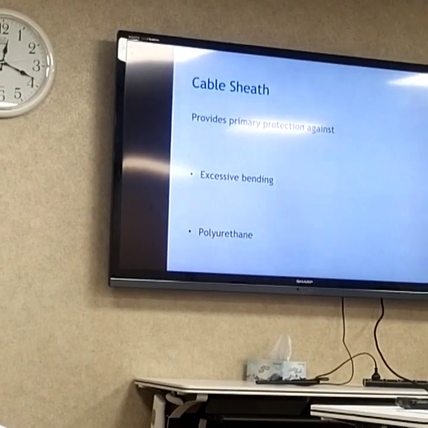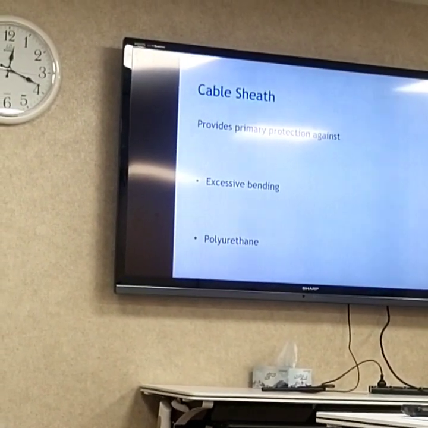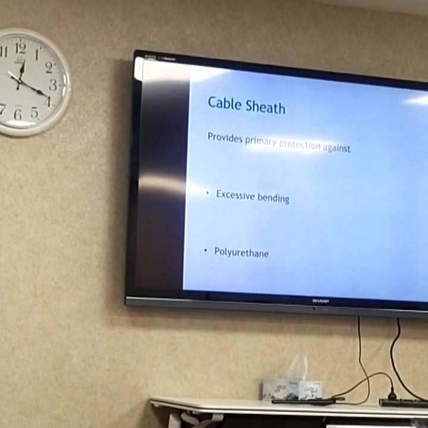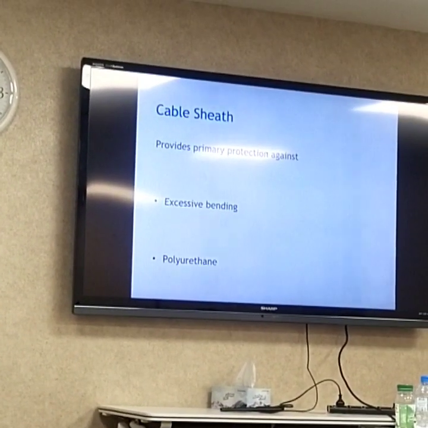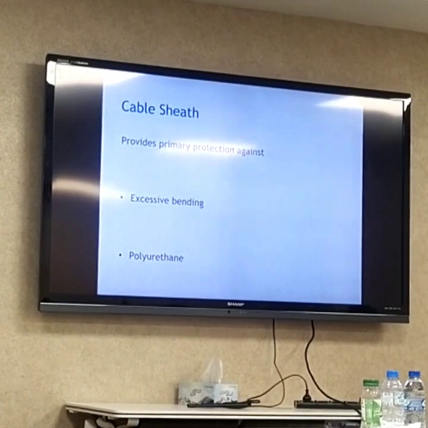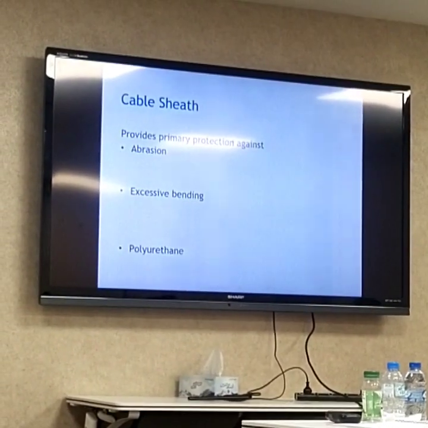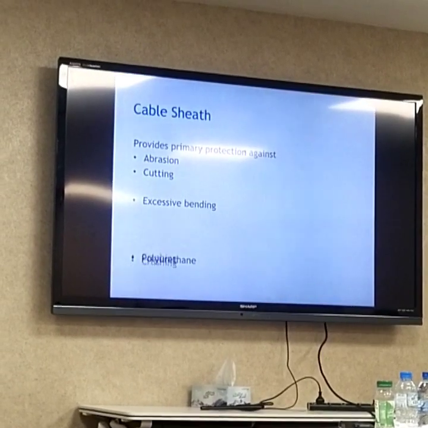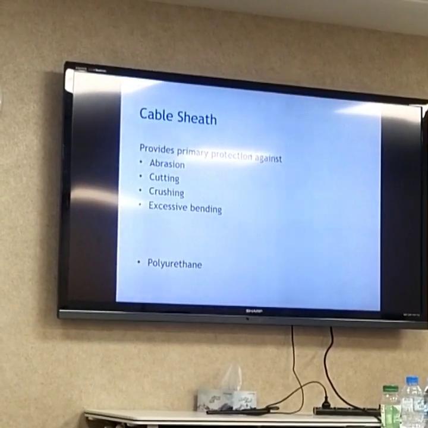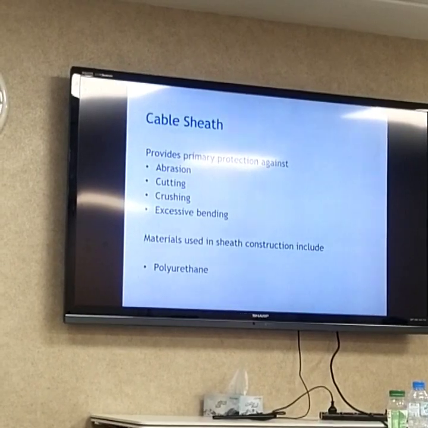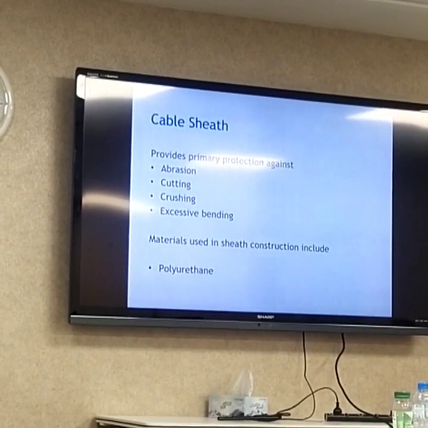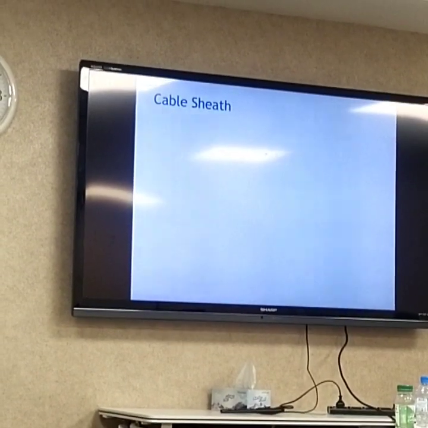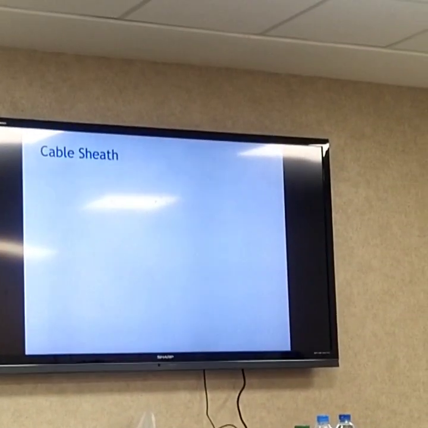Okay. The cable sheaths provide primary protection against excessive bending, and it's made normally from polyurethane for most fiber optic cable. Also, it protects against abrasion and against cutting, against fractures. What are the materials used in sheath manufacturing? PVC, if it is non-metallic, and normally it is non-metallic in fiber optic.